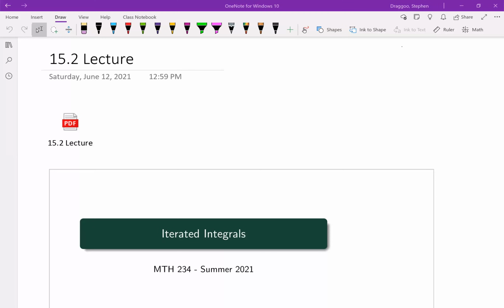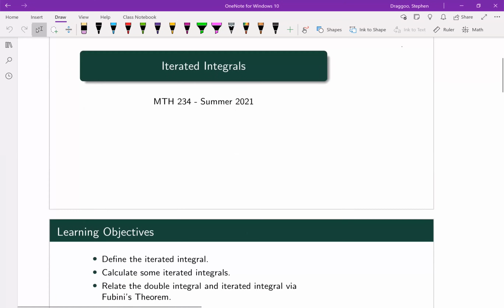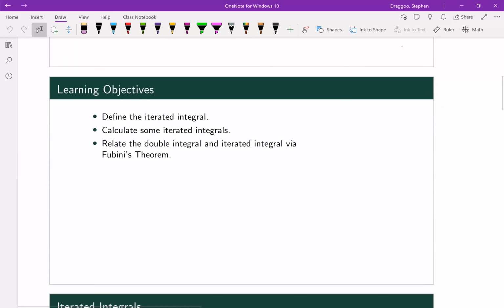Let's take a look at section 15.2, just going to cover iterated integrals. So our learning objectives this time, we'll define what the iterated integral is, calculate a couple of them, and then relate the double integral and the iterated integral using Fubini's Theorem.